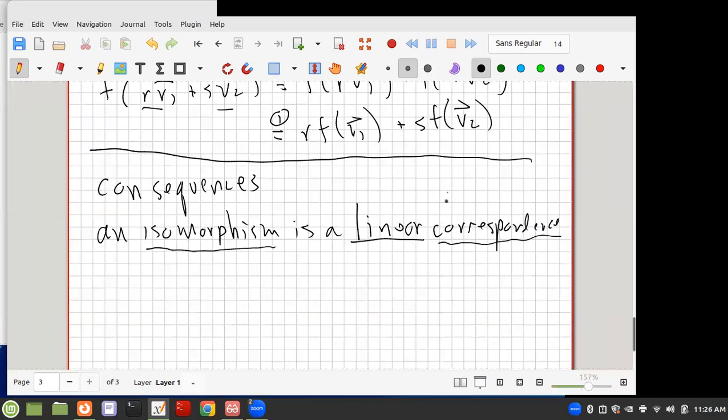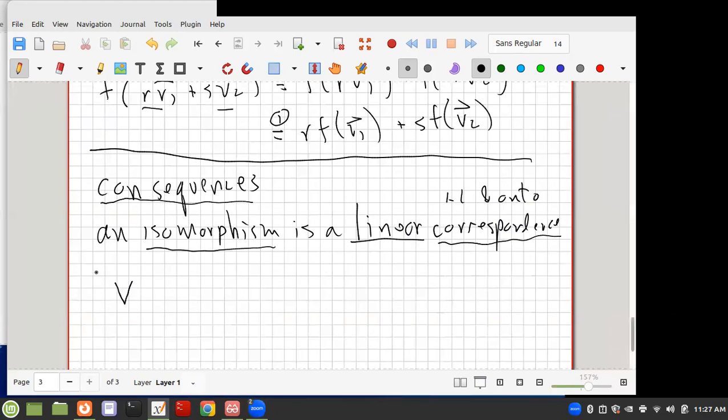Okay, well, correspondence is one-to-one and onto. So an isomorphism is a linear map. We're only going to be interested in linear maps that are also one-to-one and onto. So the question is, what's the consequence of there being an isomorphism between two vector spaces?